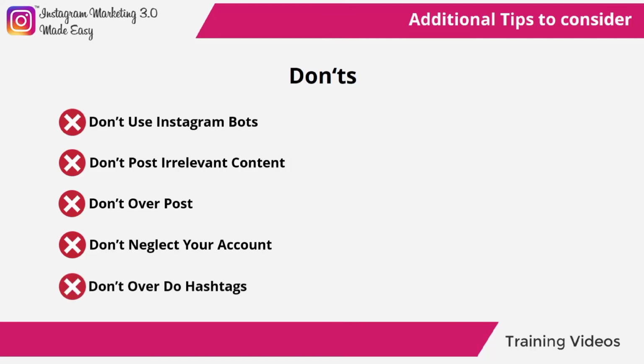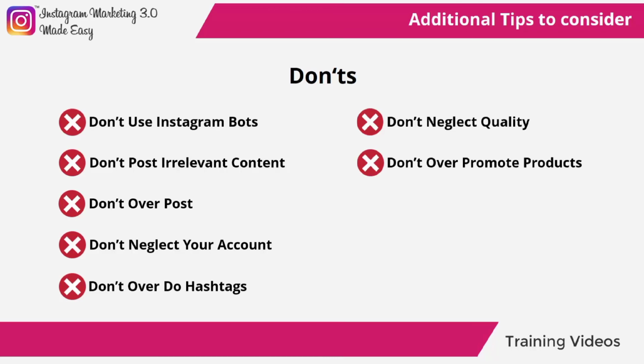Don't overdo hashtags. Hashtags are necessary, but too many of them are not going to help you, so keep them on the down low, with 10 hashtags per post at most. Don't neglect quality. Instagram is all about the visuals, so make sure to post only the best quality images according to Instagram standards. Don't over-promote products.